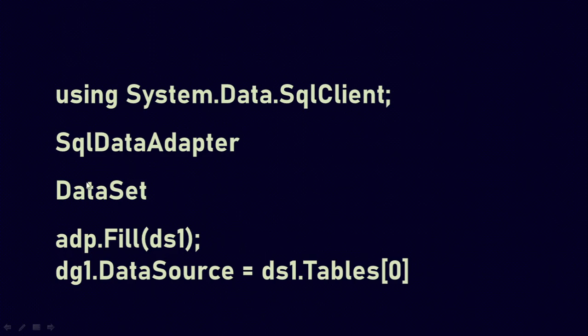So then how to use that? If ADP is a SqlDataAdapter and DS1 is a DataSet, then use ADP.Fill(DS1). So the data in the ADP is transferred to DS1. From DS1 again you need to transfer to DG1. DG1 is a data grid. Whatever data is collected will be transferred to DG1. Therefore this data will be displayed on the screen.